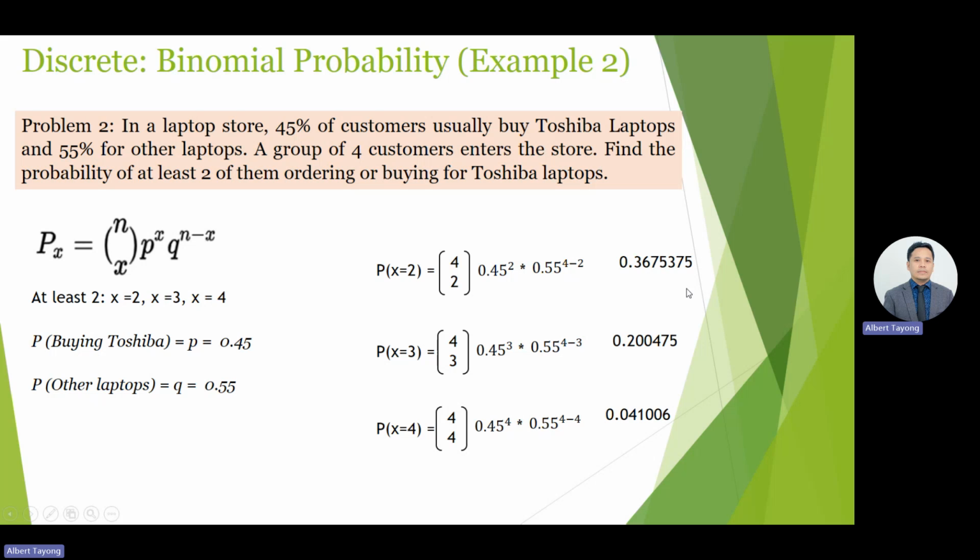And then combine all the values. That would be 0.169185, or 16.90% to 2 decimal places. Okay, so this is the answer to this particular problem. All right, so this is 4 here because our n actually is equal to 4, because we talk about a group of 4 customers entering the store.